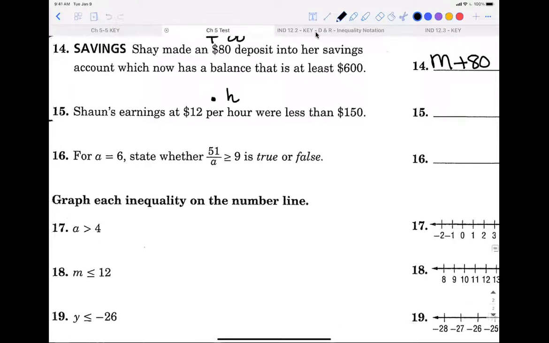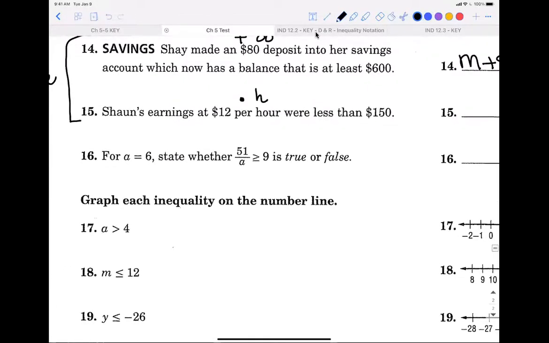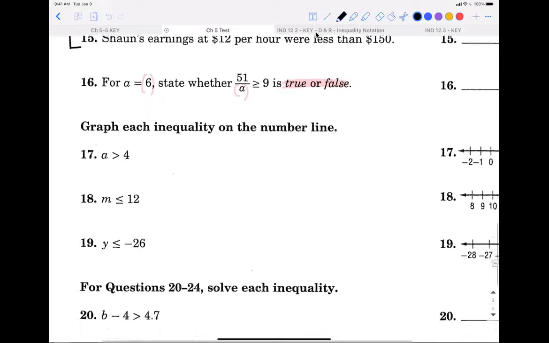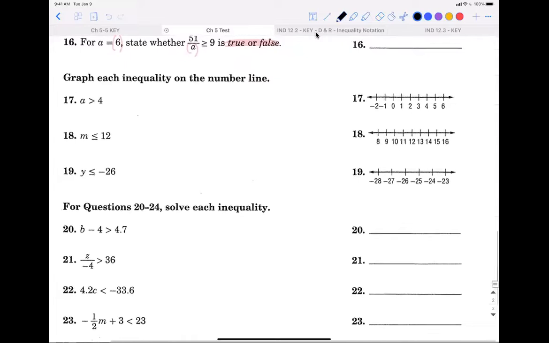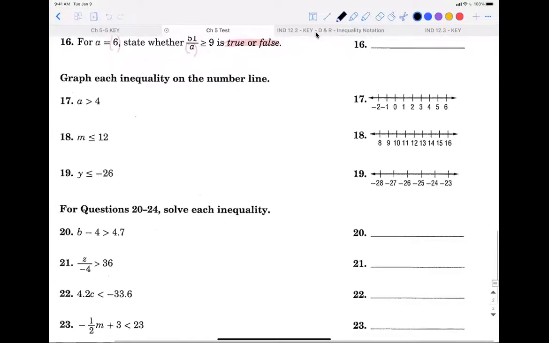For number 16, notice if you want to highlight this or circle it or something, but it just wants to know whether it is true or false. And so to know, you have to plug in the 6. Okay, plug in the 6 where there's an A. All right, graph each number on a number line. I'm not going to do any of those. I think you guys are good there. Actually, I'll do number 18 since it's super quick. On the 12, closed circle, and it's M's less than, so it's backwards.